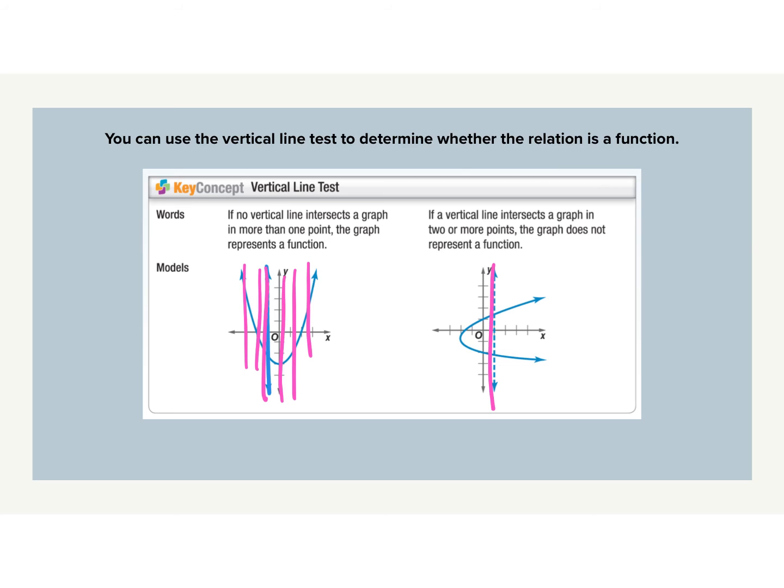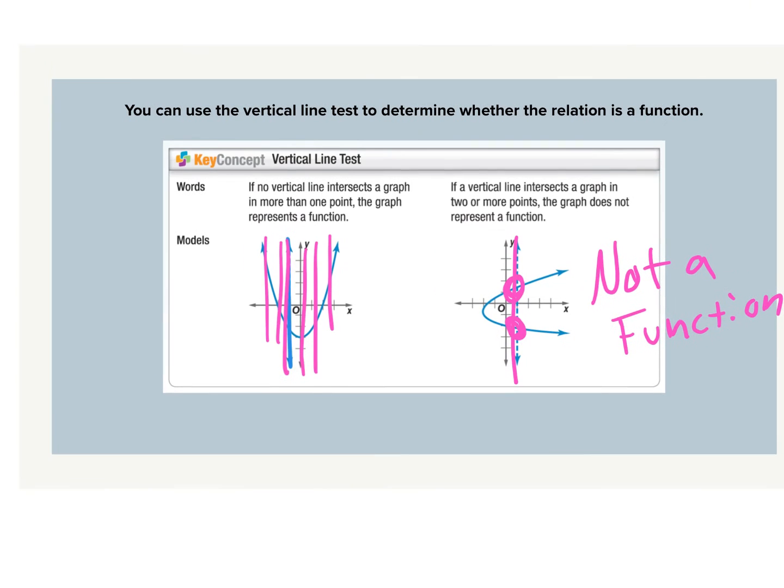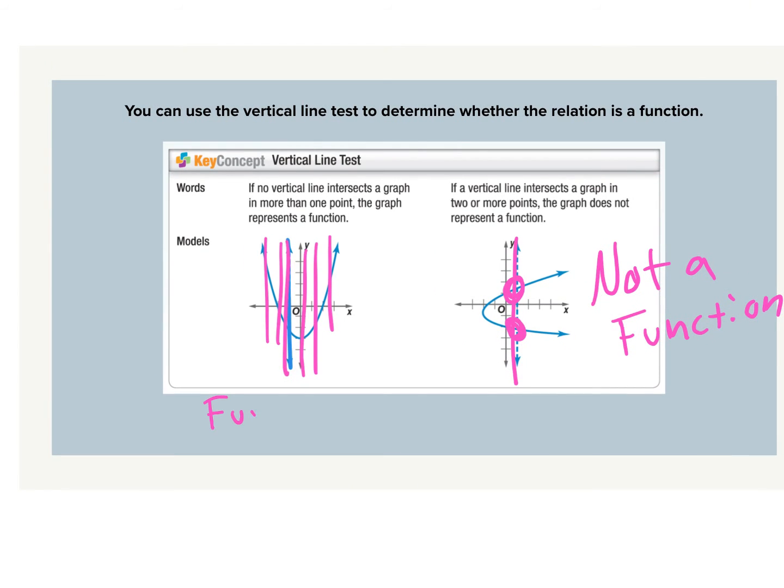This one, if we put a vertical line here, it touches at 2 points. So this fails the vertical line test, so it would be not a function. If it touches at 2 points, it's not a function. The first one would be a function because it passes the vertical line test. Any questions here?